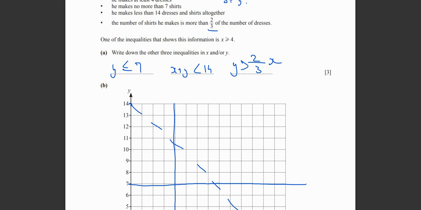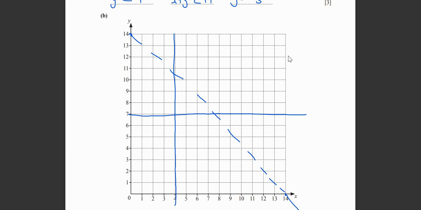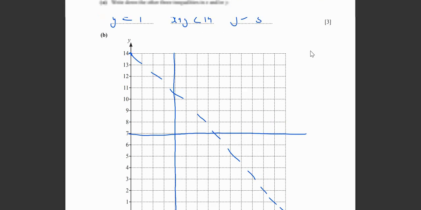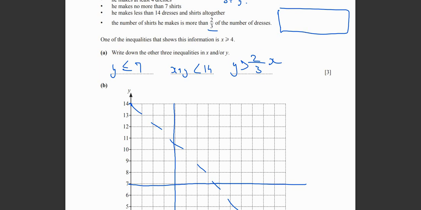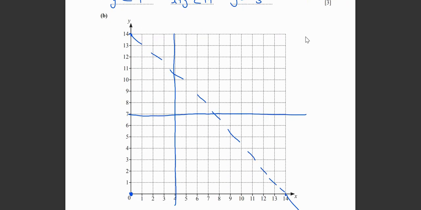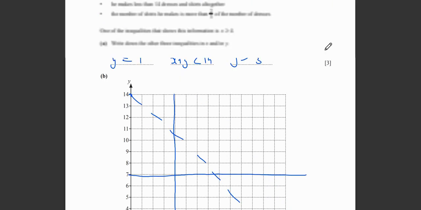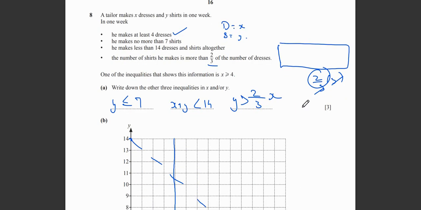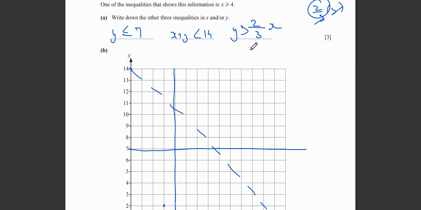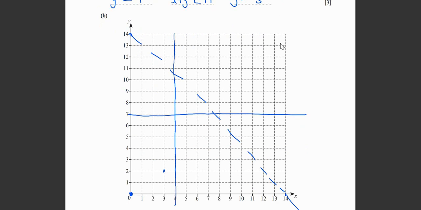Basically, you can take some coordinates. For example, when x is 0, y is also 0. When x is 3, 2 upon 3 multiplied by 3, the 3s cancel, y is 2. So it's (3, 2), which is over here. And when x is 6, 6 divided by 3 is 2, 2 twos are 4. It's (6, 4). Sorry, (6, 4) is over here, not over there.